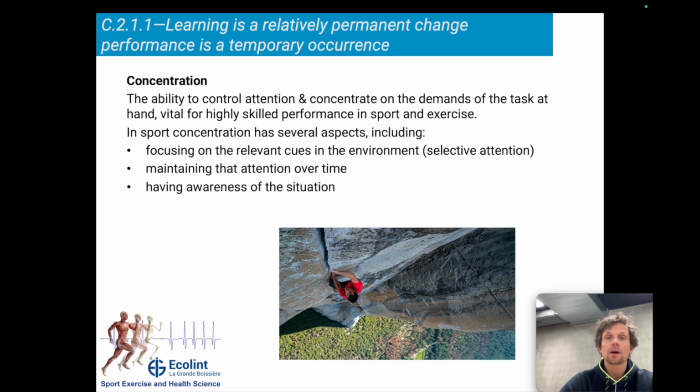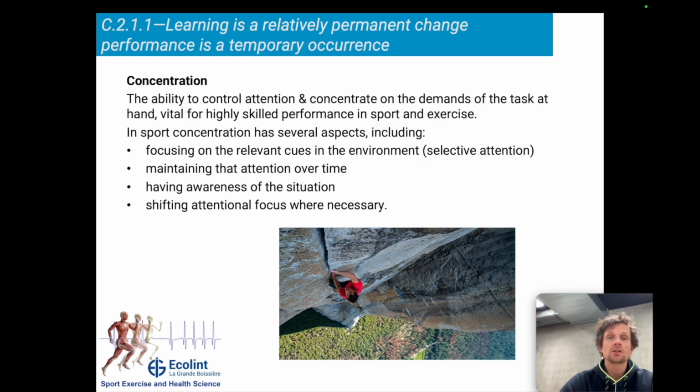We can also think about concentration as having an awareness of the whole situation. So not just being able to focus on one tiny detail, but also having an awareness of the whole situation going on. We can also think of it as the ability to shift that attentional focus between the small details and the large overview in terms of this whole situation.